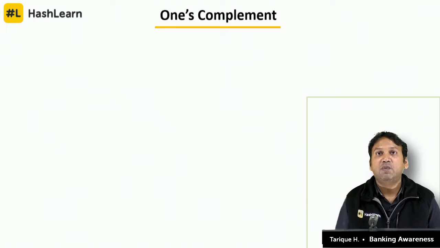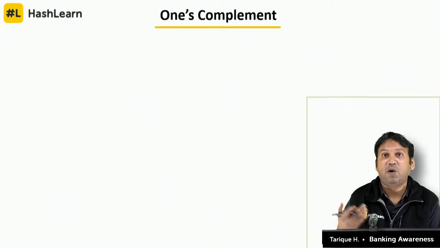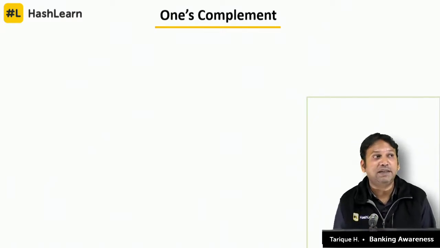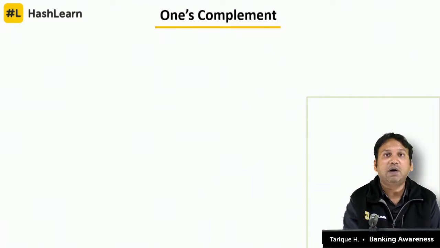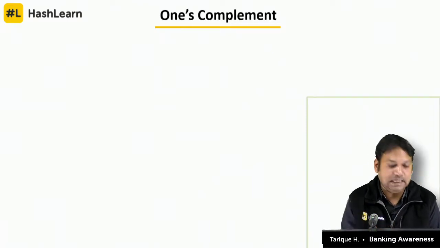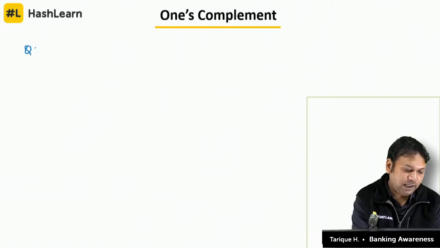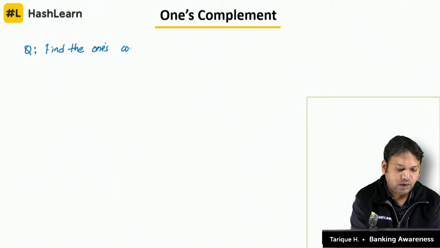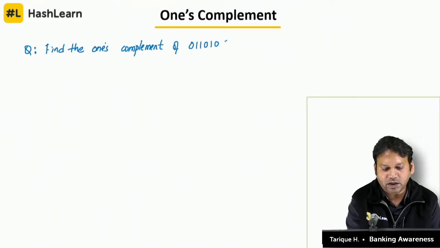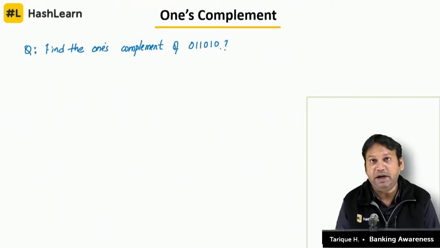Alright, so let's start with ones complement. Now we're not going into detail of what ones complement is actually used for. You're not appearing in a computer science examination as such. You just need to understand what ones complement is and how to go about finding it if you get a question in the examination. Let's say the question is: find the ones complement of the binary number 0 1 1 0 1 0.